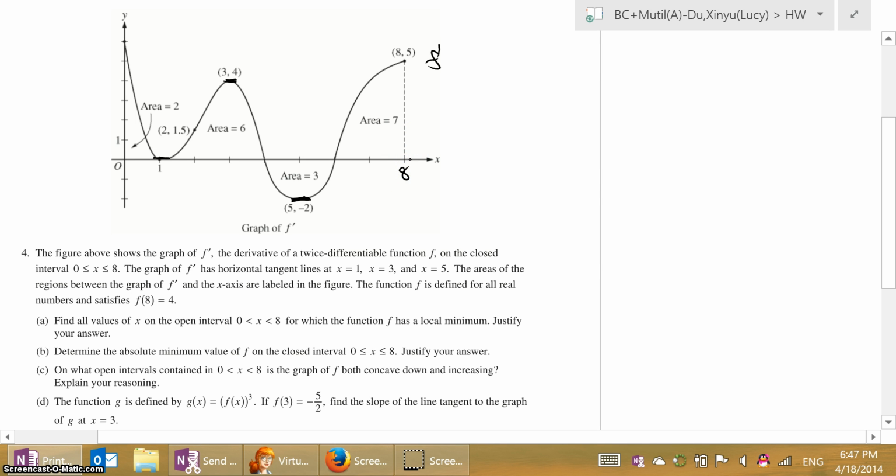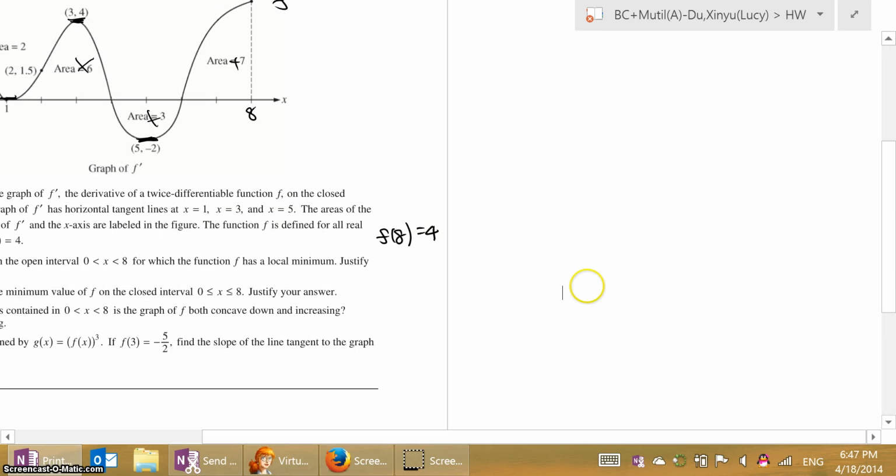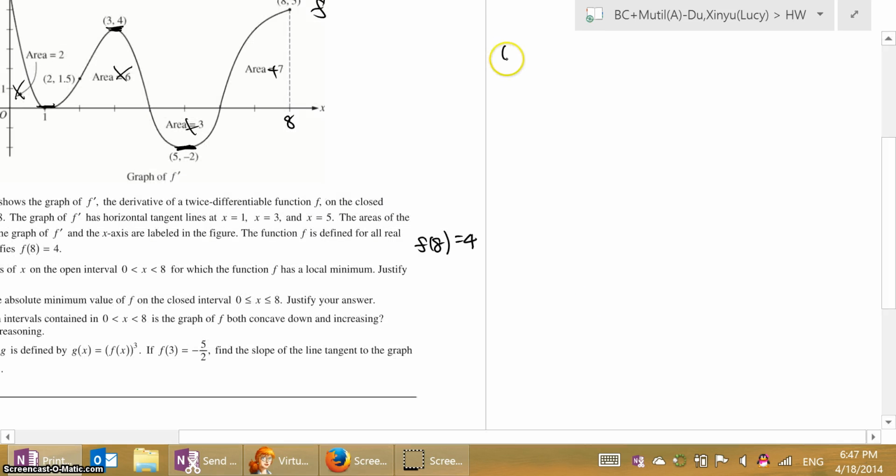The graph has horizontal lines at x equals 1, x equals 3, and x equals 5. The areas of the regions between the graph of f prime and the x-axis are labeled in the figure. So we know the areas here, here, here, here. The function f is defined for all real numbers and satisfies f(8) equals 4. That's important information that we might miss. Okay, let's go to part A.